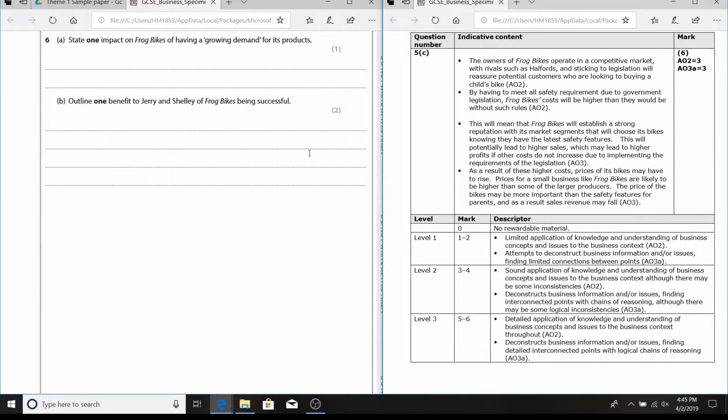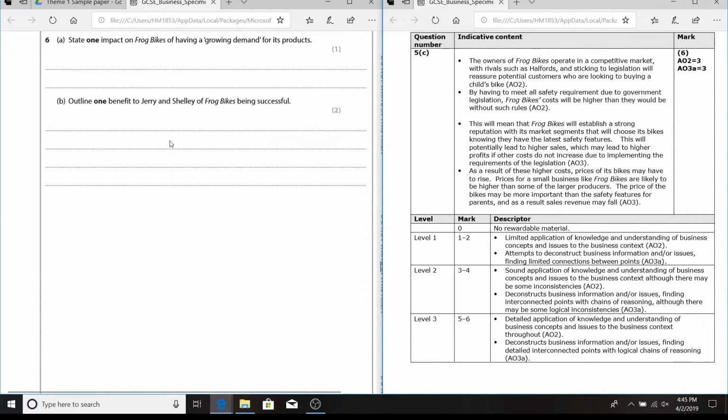State one impact on Frog Bikes of having growing demand for its products. So you might focus on the need to actually increase the factory's capacity, i.e. that it can produce more bikes, okay? You might focus on the fact that they need to make sure that they manage their supply chain effectively or have effective logistical practices, i.e. the transportation of their products from their Chinese factory.